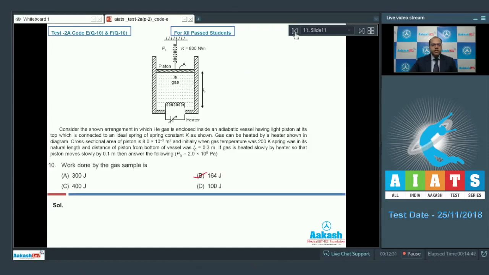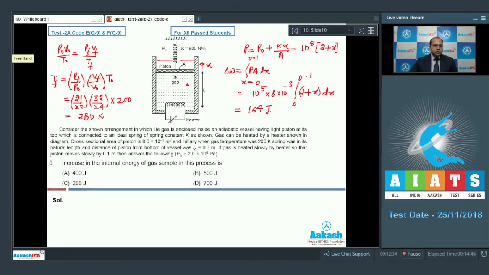Now we have to calculate change in the internal energy of the gas sample. In order to calculate the internal energy change delta U, we have to write n Cv dT. So n is P0 V0 upon R T0, that is the number of moles, Cv is 3R by 2, as the gas is helium, monoatomic, into dT. If I calculate the temperature change delta T, that comes out to be 280 minus 200, that is 80 Kelvin. So temperature change is 80. If I substitute the data, then it comes out to be 288 joule. So option C is the correct answer. So the correct answer for question number 9 is option C.